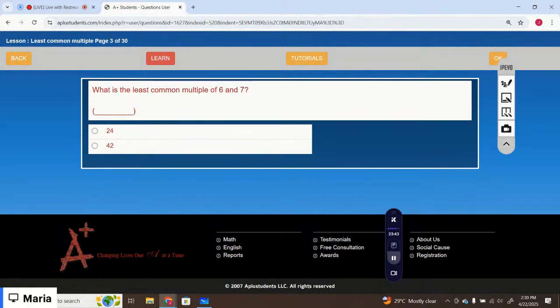What is the least common multiple of 6 and 7? So which is the correct option? Forty-two it is. 7 is a prime number. So when we have a prime number, that means the prime number has only two factors, the one and the number itself.